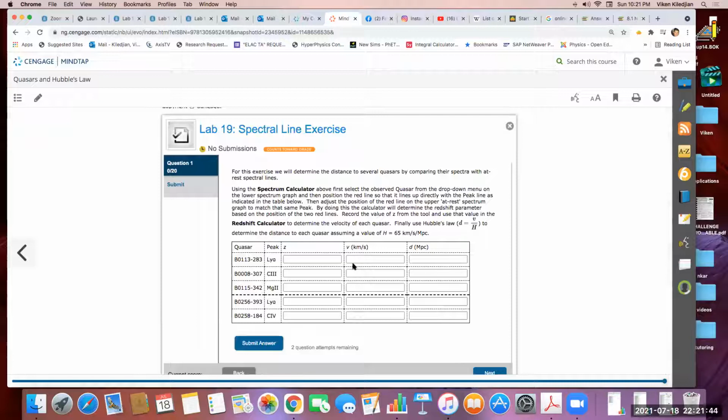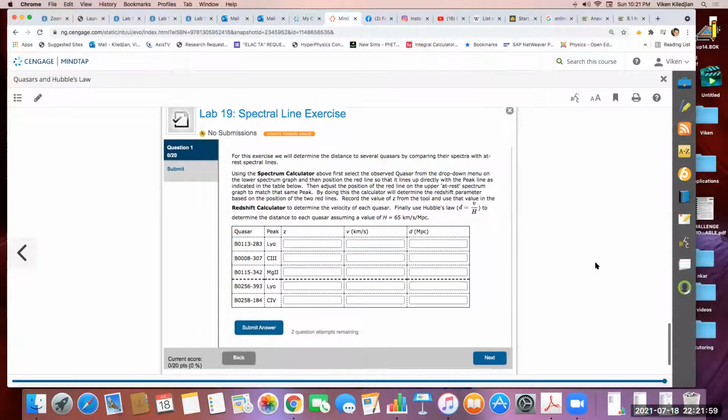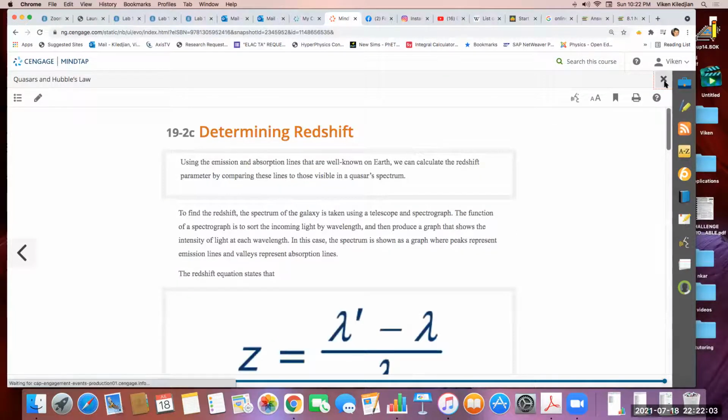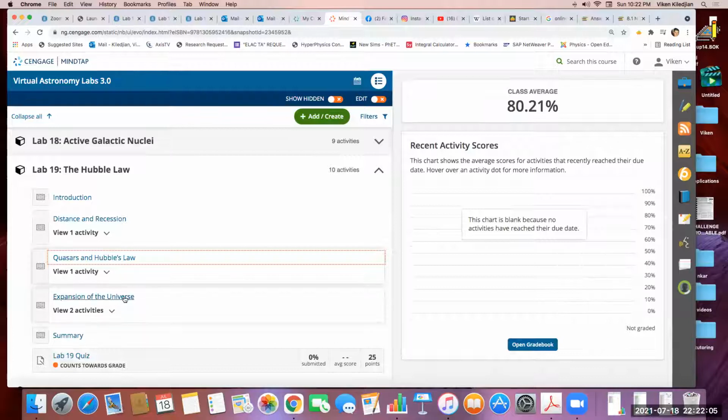And of course, the bigger the Z value, the bigger the redshift, the faster the galaxy should be moving, because that means it's farther away, and then the distances should be more. And then submit the answer, and then take a snapshot of that answer as well. Okay, good. Now the expansion of the universe.